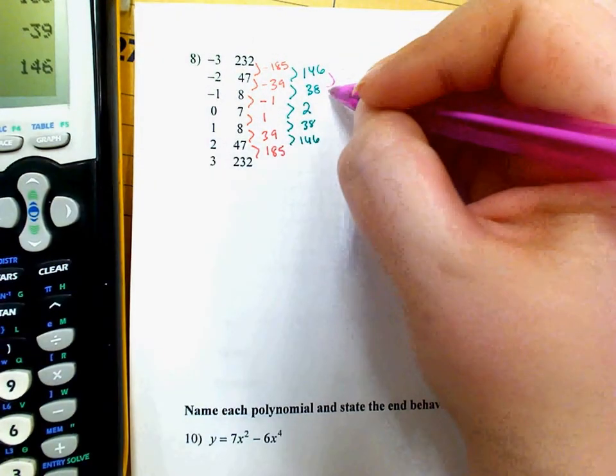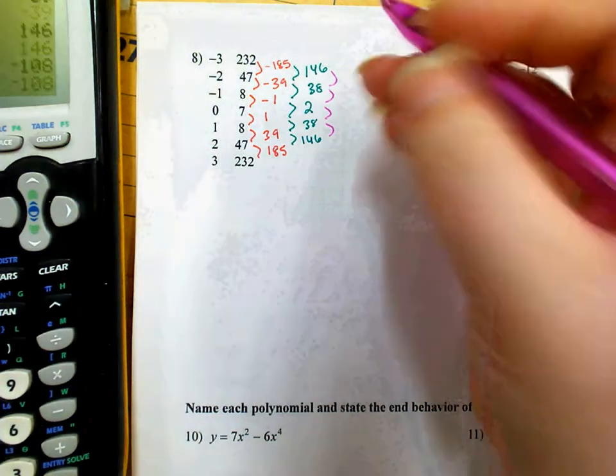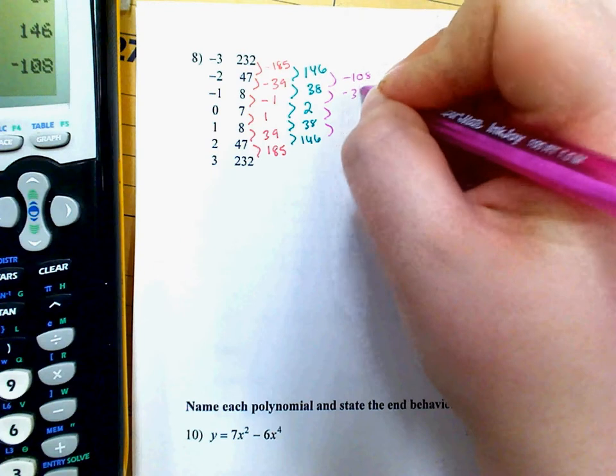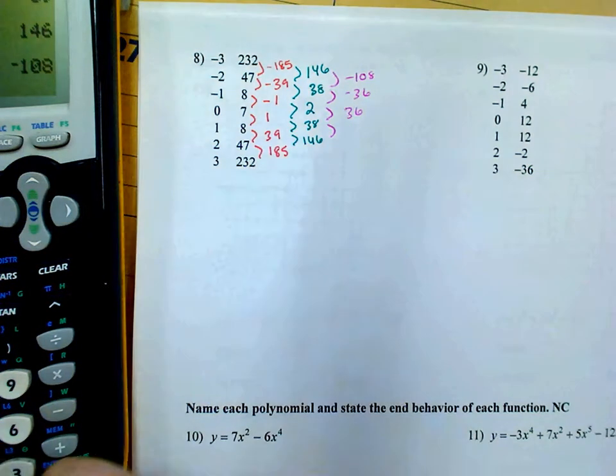38 minus 146 is negative 108. 2 minus 38 is negative 36. 38 minus 2 is positive 36, and 146 minus 38 is 108.